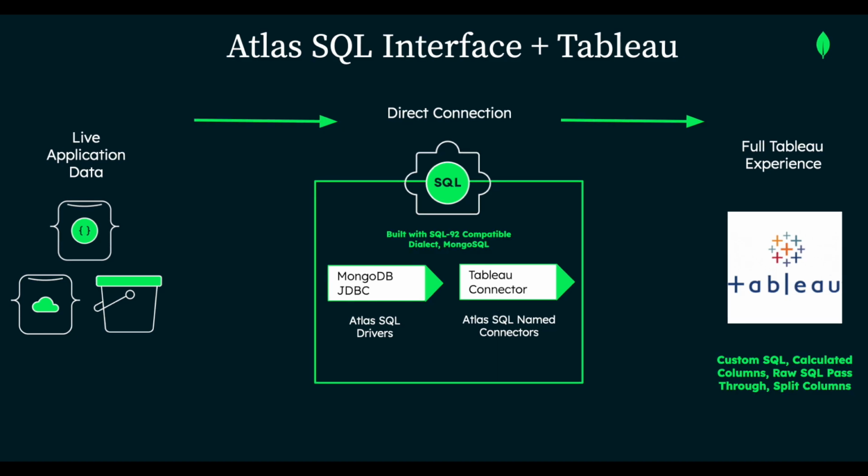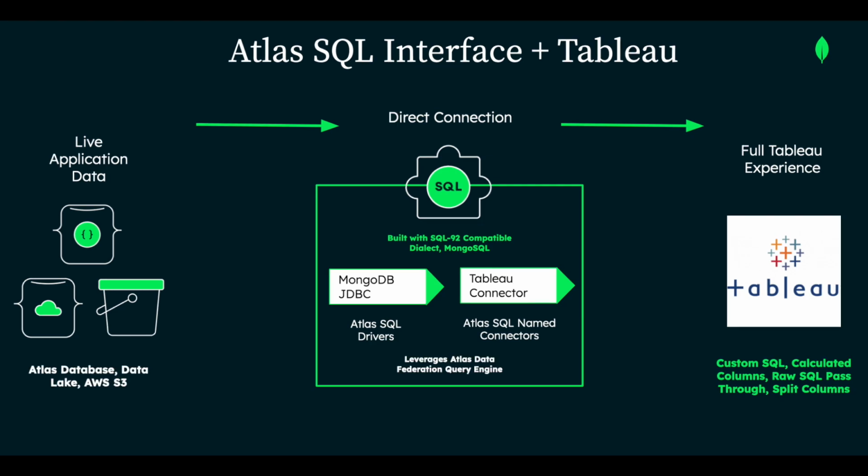Built with a MongoDB native SQL 92 compatible dialect, the connector provides a first-class querying experience of MongoDB's JSON-like document data, allowing for native SQL queries and Tableau functionality without the need to learn a new language. The connector also leverages Atlas's federated query engine under the hood to really minimize complex ETL or pipelines across multiple data sources. So finding insights across multiple data sources is just as easy as from one single Atlas cluster.